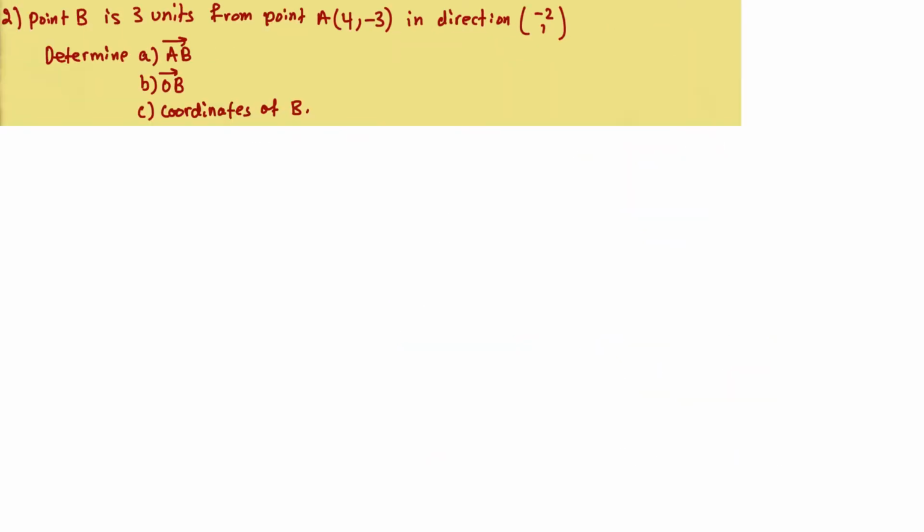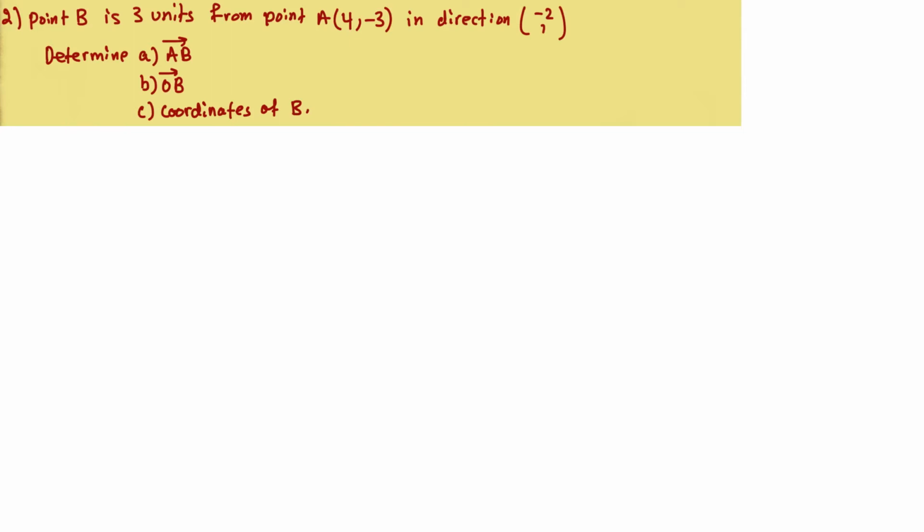In this question, we're told that point B is 3 units from point A, and we're given the direction in which it is away. Okay, fantastic. We want to determine vector AB, vector OB, O always originates from 0, 0, and finally the coordinates of point B. Now this one is a little confusing if you don't draw it out.